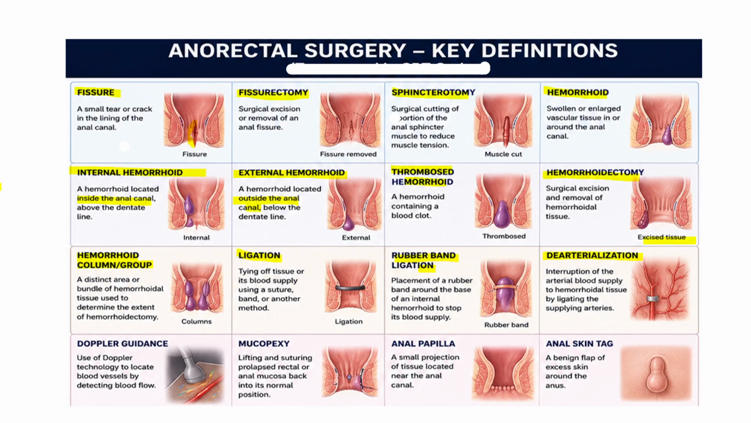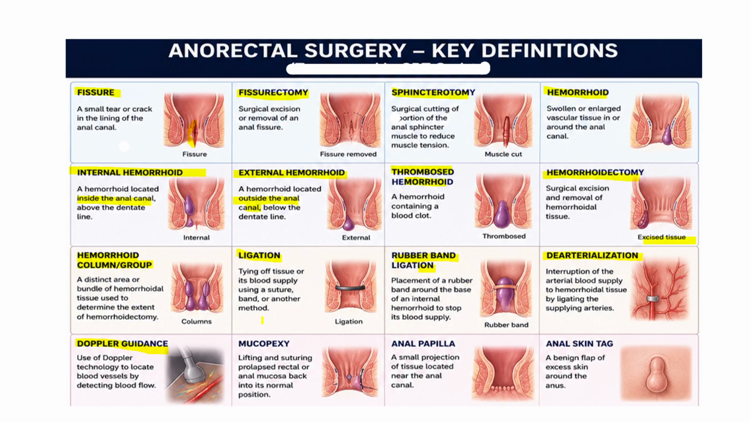Okay, next we have Doppler guidance. So what is Doppler guidance? It is the use of Doppler technology to locate the blood vessels by detecting the blood flow. So here Doppler technology is used to locate the blood vessels, so that blood flow can be detected.